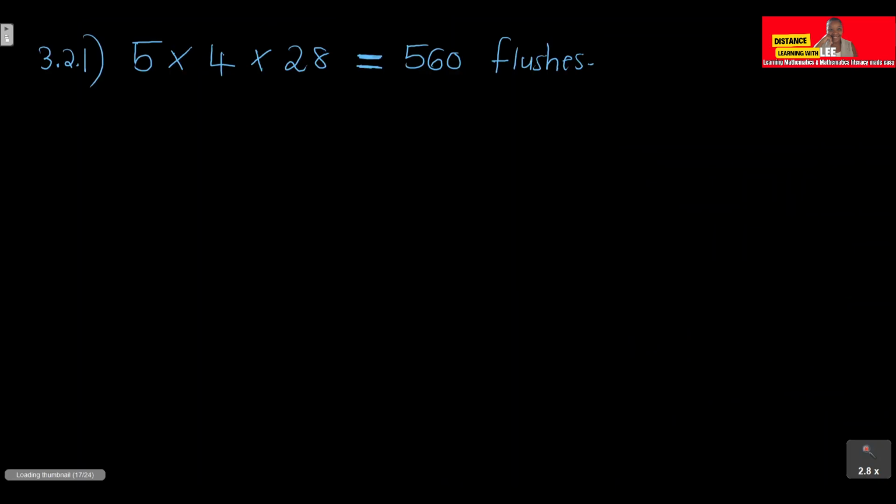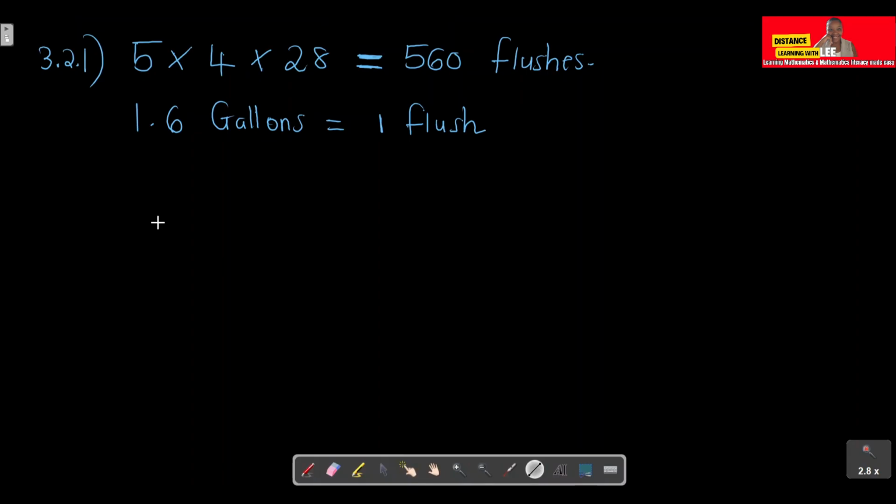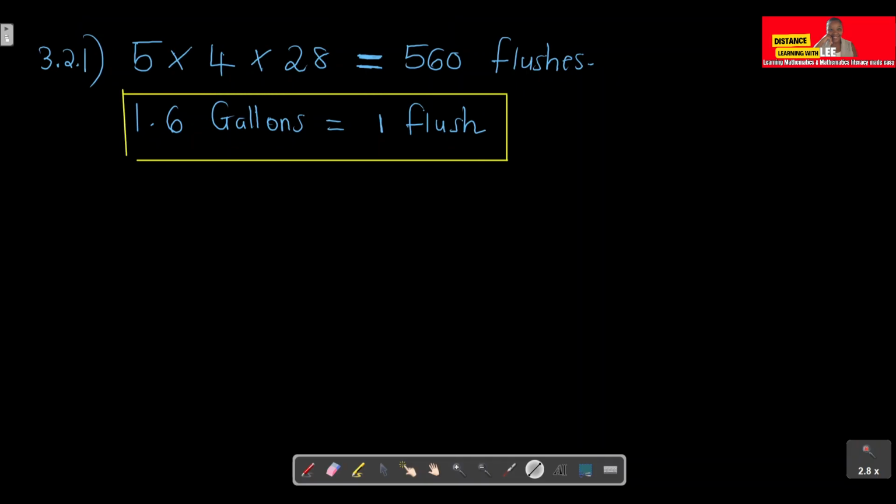Okay, so we're going to say 1.6. We already know that 1.6 gallons is equal to one flush, from 1996 moving onwards. And we're going to use this to convert the flushes that this family does to the gallons of water that they've basically used. That is our first step.